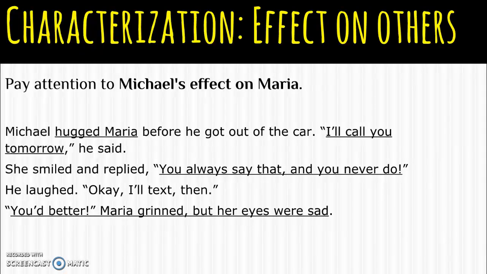The next type of indirect characterization is the effect on others. So the reaction that other characters have to that particular character. I want you to pay attention to Michael's effect on Maria. Michael hugged Maria before he got out of the car. "I'll call you tomorrow," he said. She smiled and replied, "You always say that, and you never do." He laughed. "Okay, I'll text then." "You'd better," Maria grinned, but her eyes were sad.